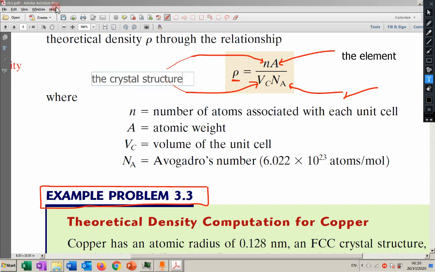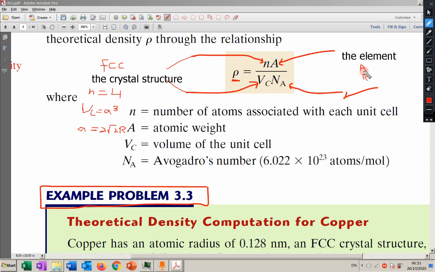So if I have the crystal structure, as an example, if it is FCC, I know n, the number of atoms, will be 4, and I know Vc is going to be a cube. But I have something else: I know that a has a relation with R, which is a equals 2 root 2 R. Then from the element, what do I get? I will get A, the atomic weight, and the atomic radius as well. I'll get the two of them.